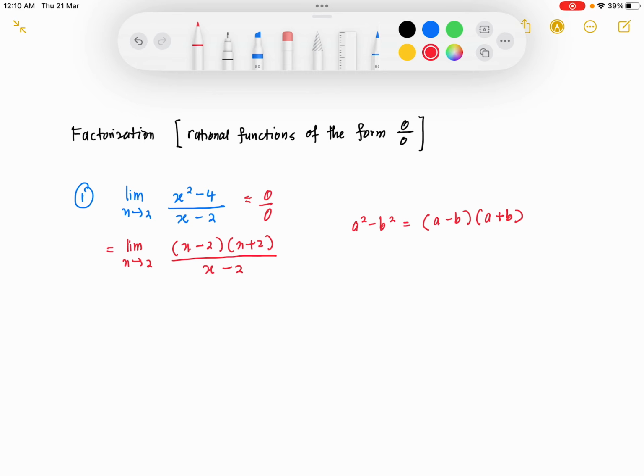Here we can cancel out x minus 2. So we get a new function, limit x approaches 2, x plus 2. And then last step, just substitute x equal to 2. So we get 2 plus 2 equal to 4.